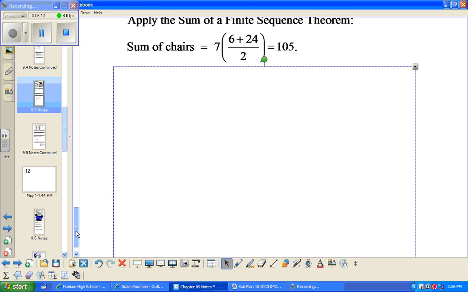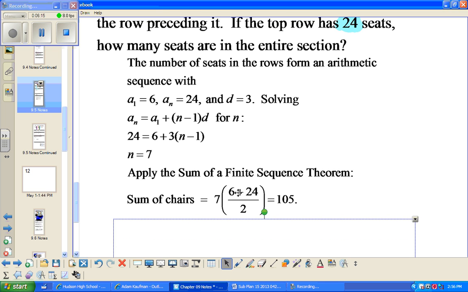So now the first term was 6, the last term was 24, divided by 2.